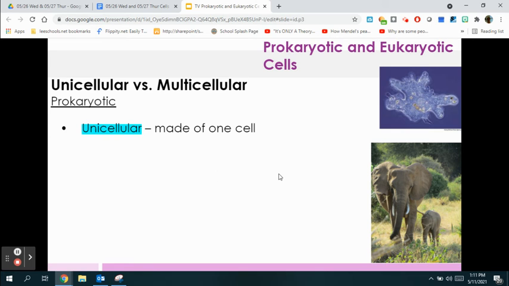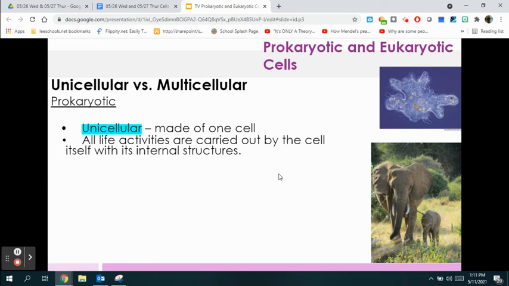Prokaryotic are unicellular. It's made of one cell. All life activities are carried out by the cell itself with its internal structures. If that cell dies, the whole thing's dead.